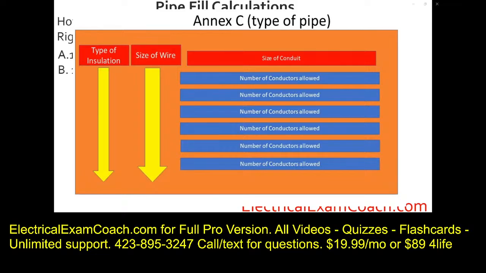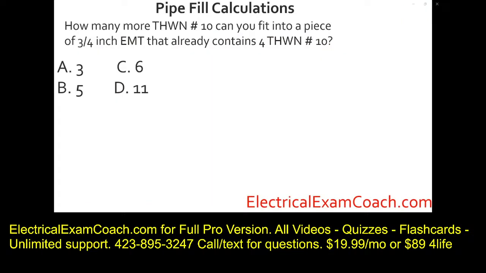As long as our size of wire is listed there, we're going to come across the top to the size of conduit. Then we come down and we tee off with how many wires can fit inside that conduit. And we find that we can fit 14 of them. Great job.